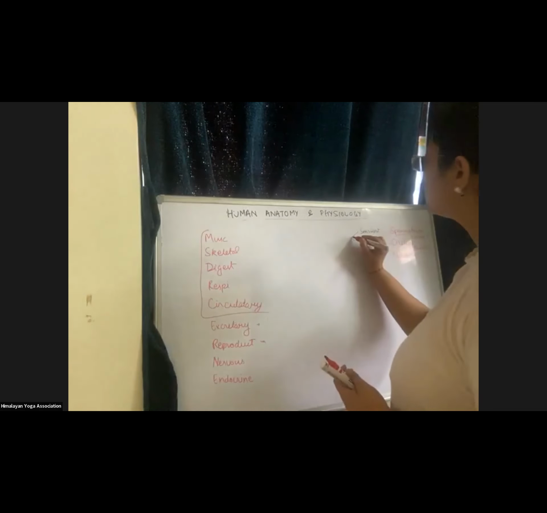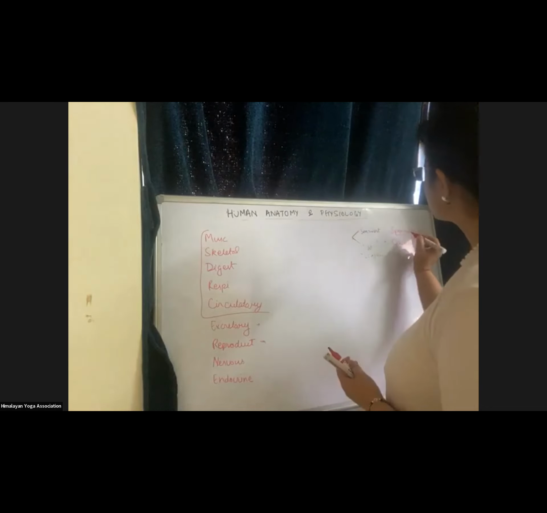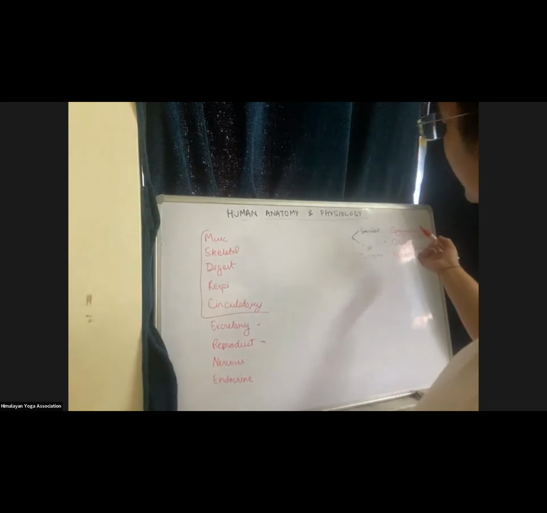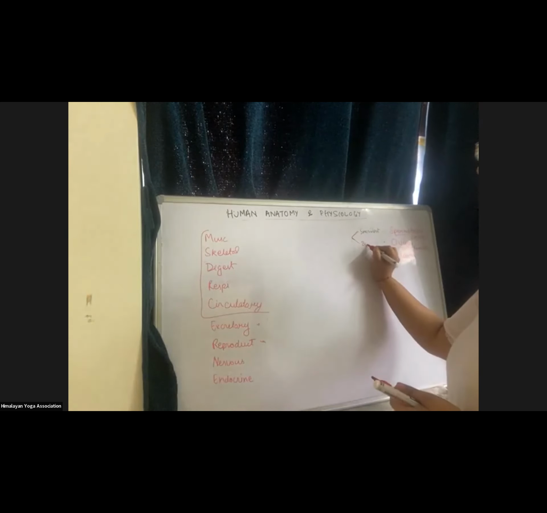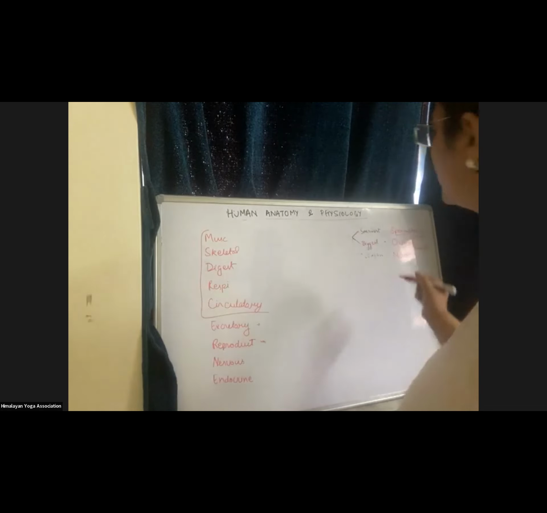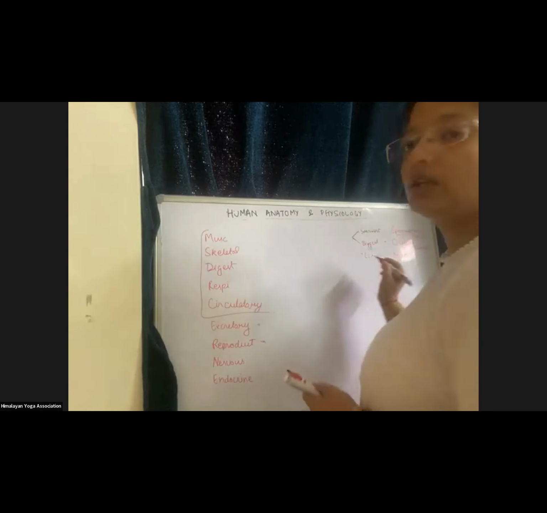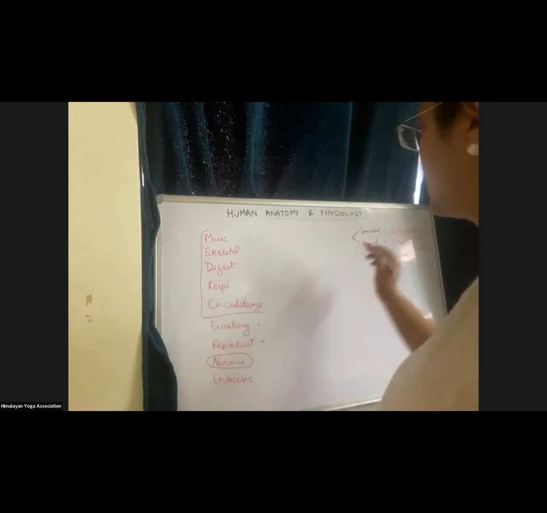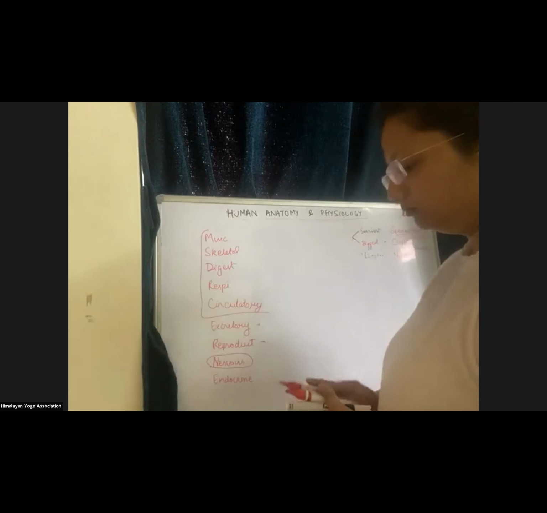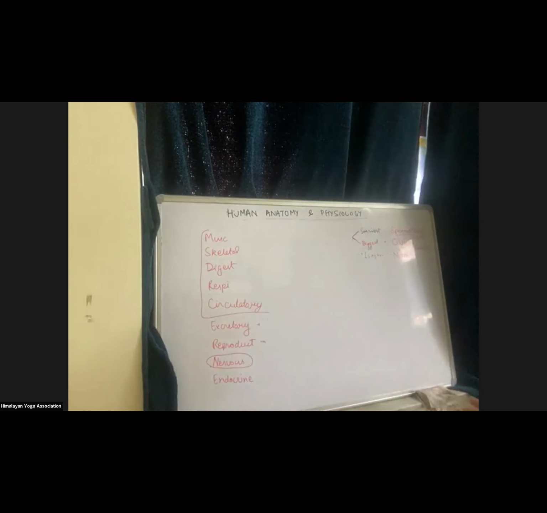We studied that the smallest cell is spermatozoa in males, and the biggest is ovum in females. Okay, and the longest is neuron. Neuron is in nervous system. So let's talk about smallest and biggest.